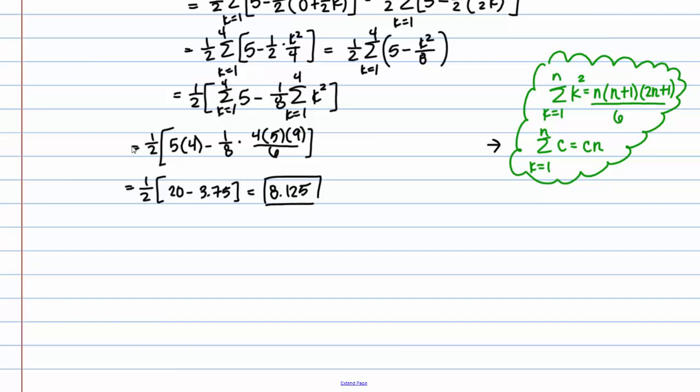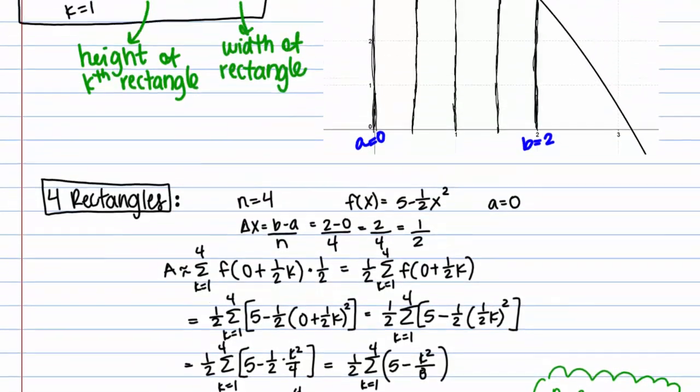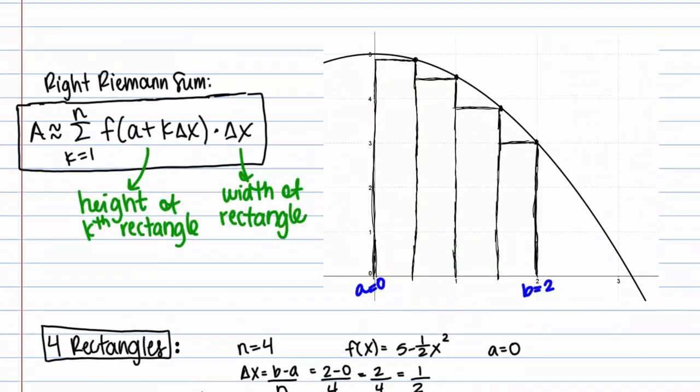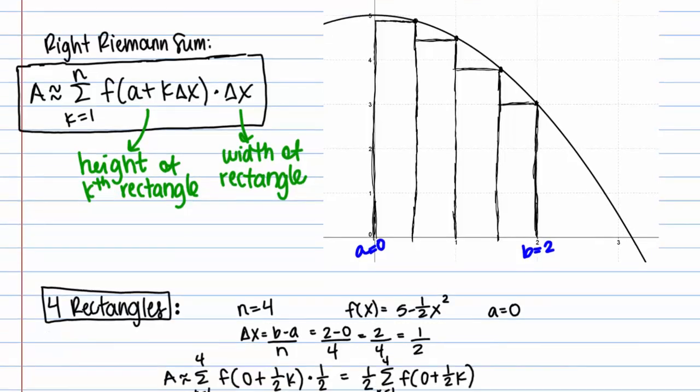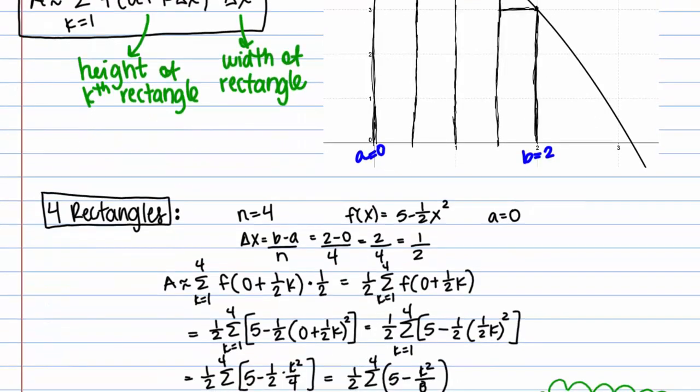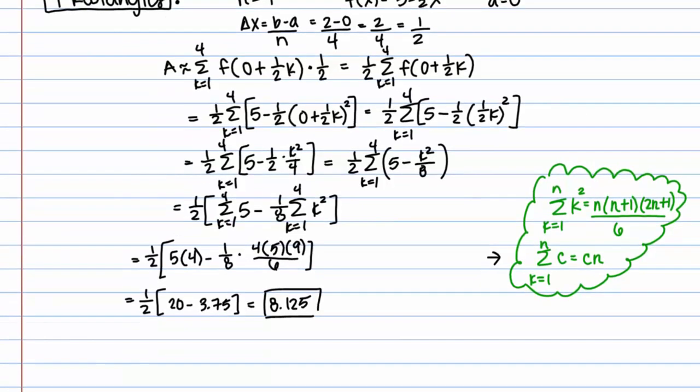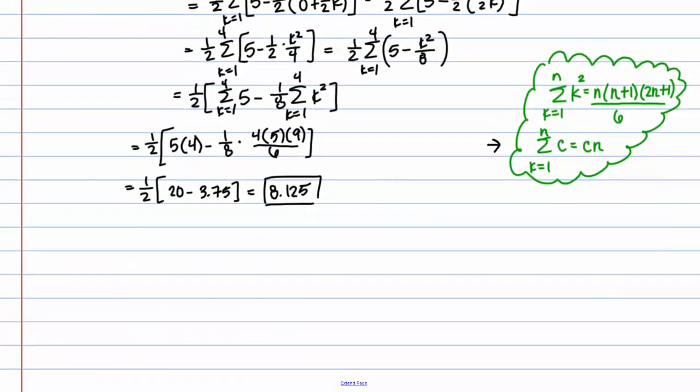Okay, so using 4 rectangles, this is the estimate we get for the area under the curve. Now, if we just glance back up at the picture, we see that that's an underestimate, right? But anyway, this is what we get for 4 rectangles. So next we want to do this for 400 rectangles. Okay, so let's try that next.